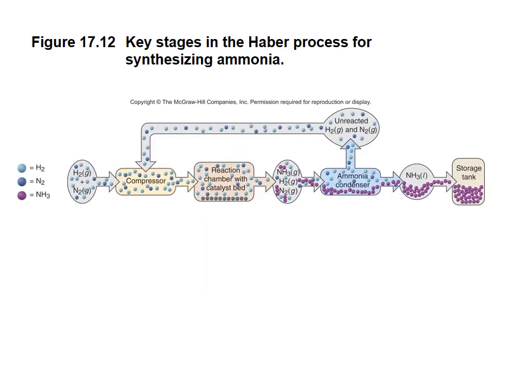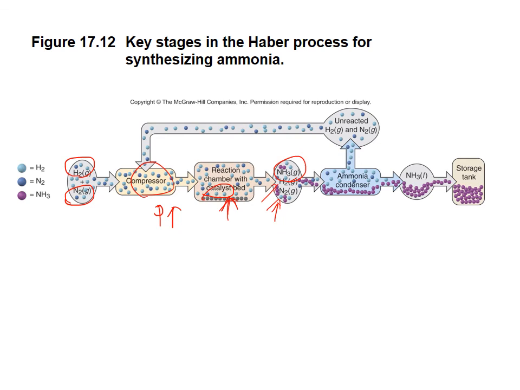Here are the key steps in the Haber process for synthesizing ammonia. You add hydrogen gas and nitrogen gas to a compressor. The compressor compresses the gas to a high pressure, so you increase pressure. And in the reactor, you add a catalyst to increase the reaction rate, and the reaction is done at high pressure. After this stage, you get a mixture of the product ammonia with some unreacted hydrogen and nitrogen.